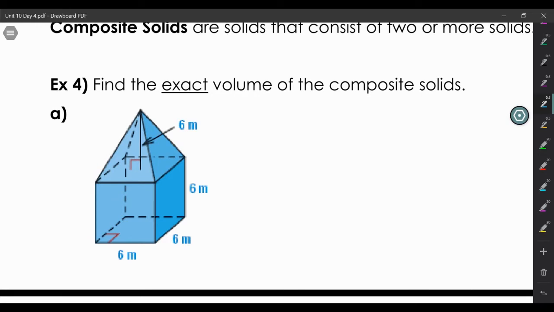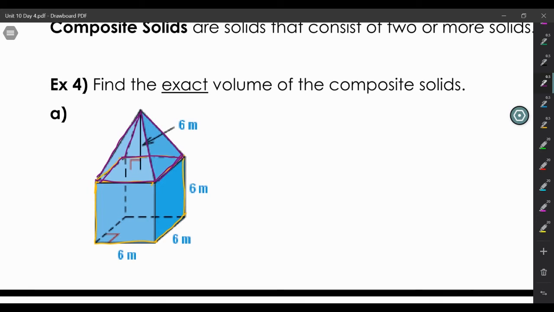It's more of an exercise in using all the volume formulas together and doing those calculations and then adding them up. So if we look at this example here, this is just like the house I was talking about. We have a rectangular prism, which happens to be a square base. All sides here are 6, so it's technically a cube. And then we have a pyramid on the top. So we need to find the volume of each of these shapes separately and then add them together.